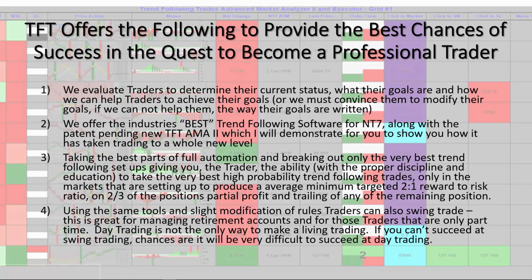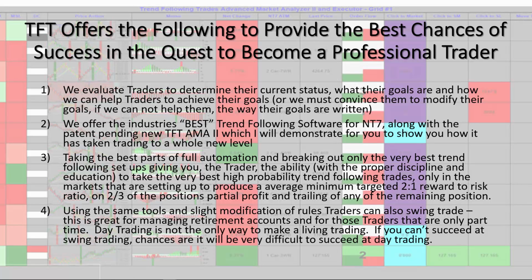to produce an average minimum targeted 2-to-1 reward to risk ratio and 2/3 of the position as a partial profit, with the concept of trailing the last third of any remaining position to either some inflection point or some trailing methodology. We have different ways to trail out a final third of a position in any type of swing.